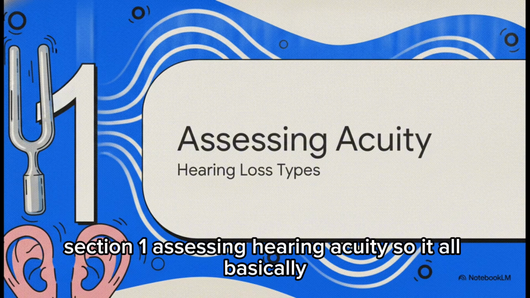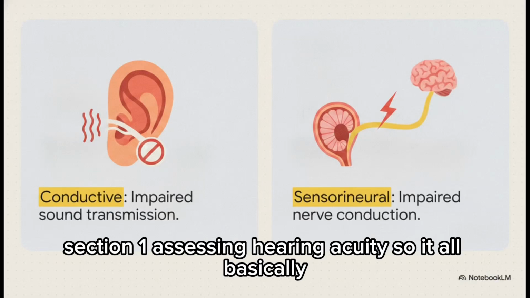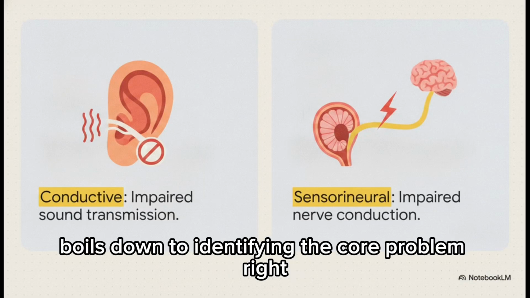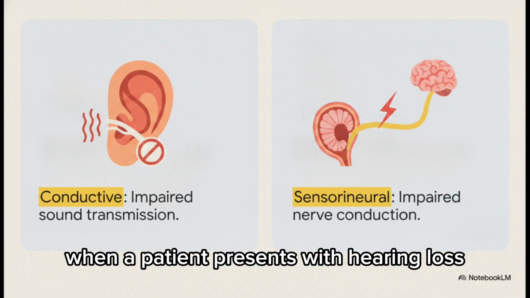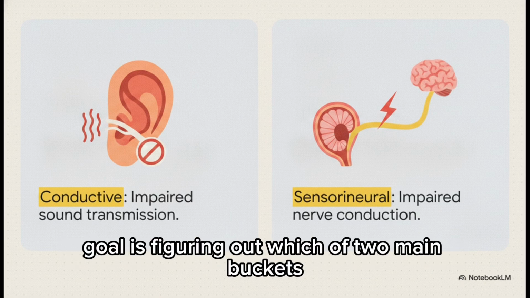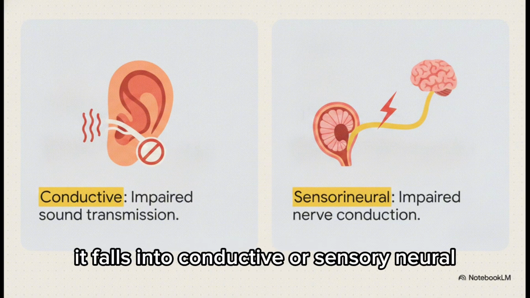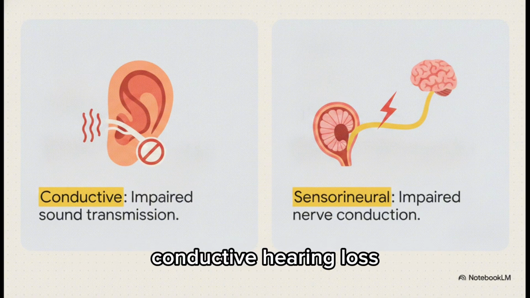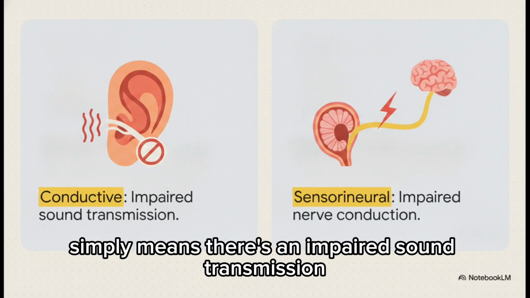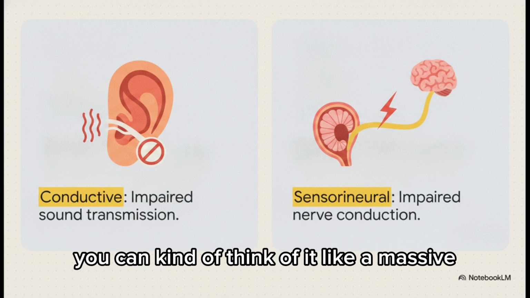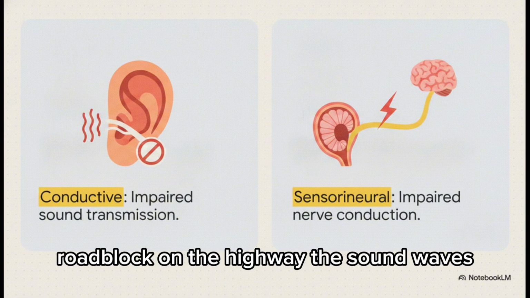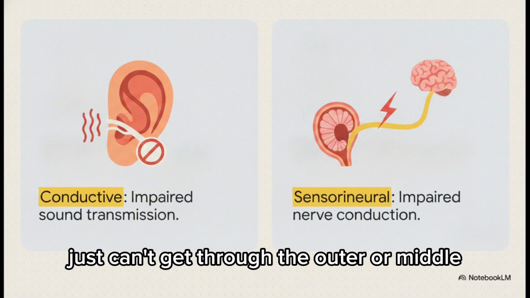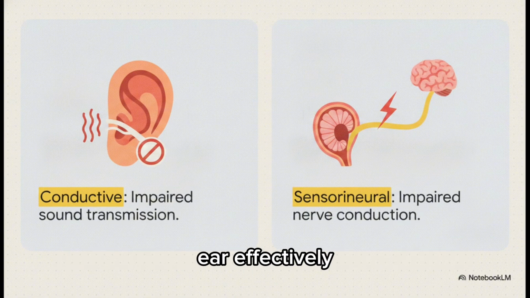Section 1. Assessing hearing acuity. So, it all basically boils down to identifying the core problem, right? When a patient presents with hearing loss, our foundational goal is figuring out which of two main buckets it falls into, conductive or sensorineural. Conductive hearing loss simply means there's an impaired sound transmission getting to the inner ear. You can kind of think of it like a massive roadblock on the highway. The sound waves just can't get through the outer or middle ear effectively.